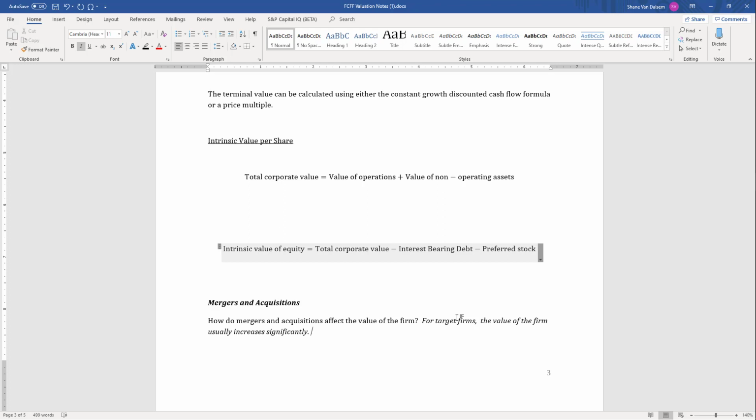Acquirers tend not to fare so well. And we're going to get into this in more detail when we talk about how acquisitions are paid for.